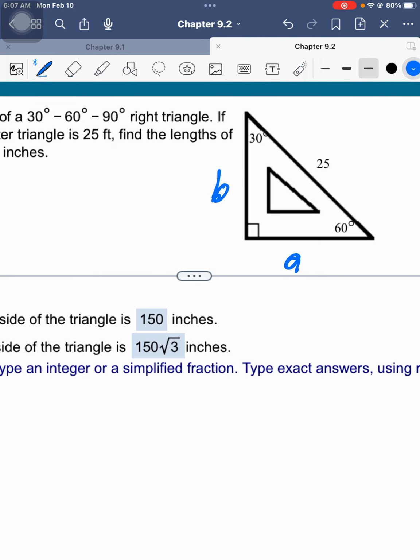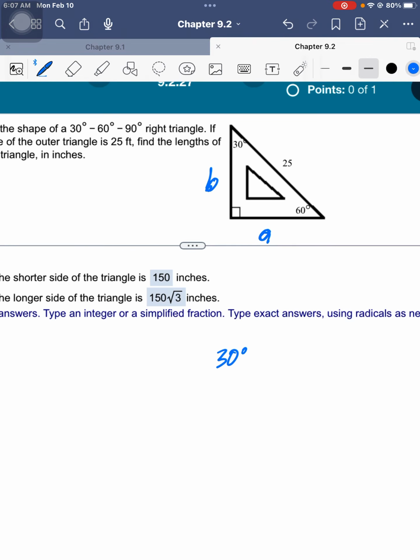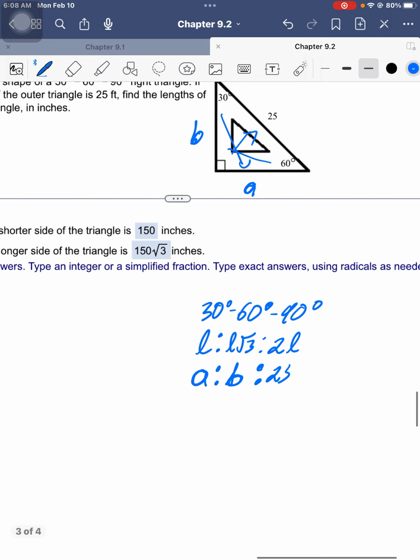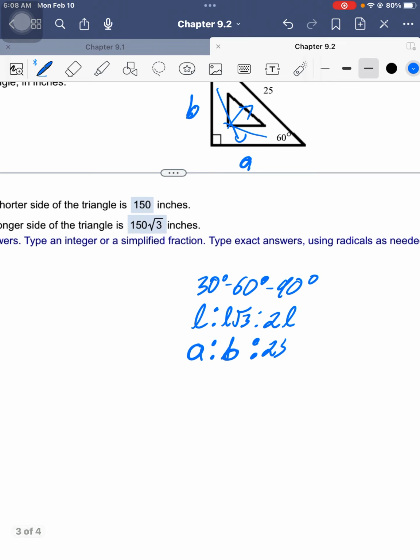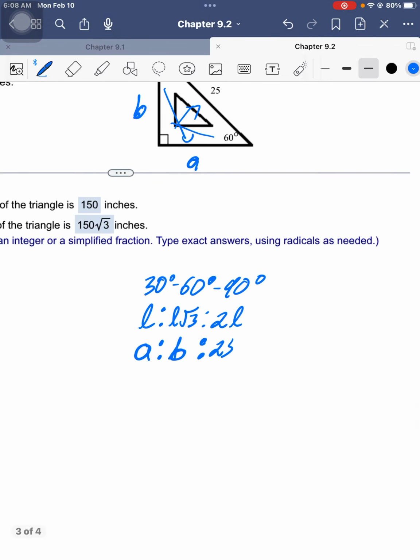So let's do that. 30, 60, 90. This is L. L, L square root 3, and 2L. Okay? So what's corresponding to the 30 is A. What's corresponding to 60 is B. And what's corresponding to the 90 is 25. Okay. So, okay, let's do this. This one.